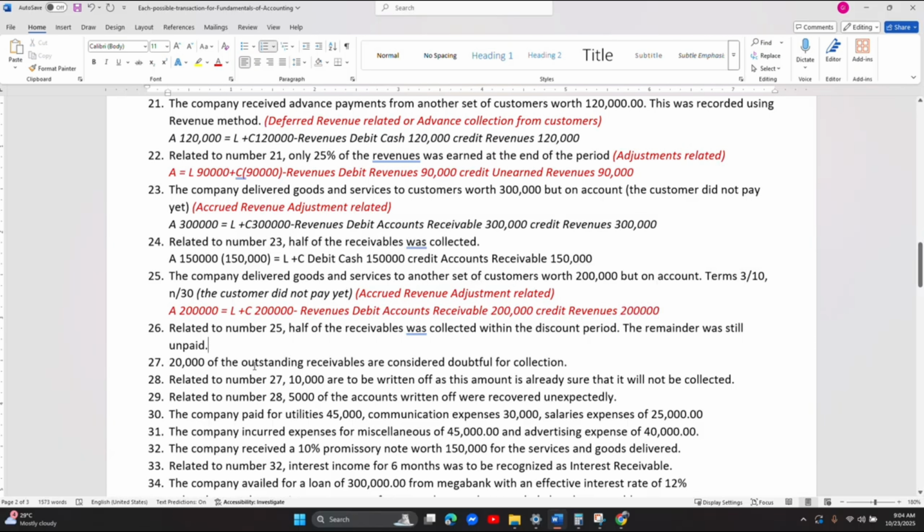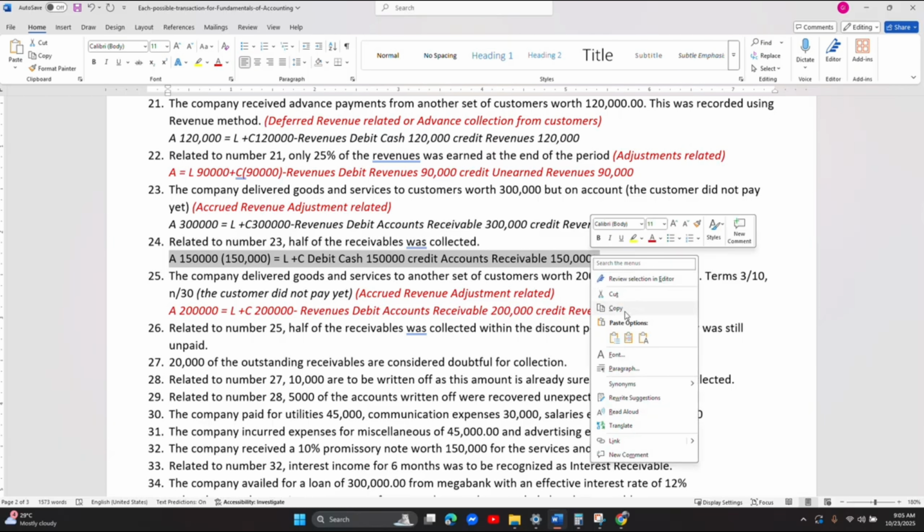Now, let's go to the next one. Related to number 25, half of the receivables was collected within the discount period and the remainder was still unpaid. Let's just assume that the remainder was still unpaid, meaning we are only going to process half of the receivables related to number 25. The half is 100,000. So what will happen is somewhat similar to this one.